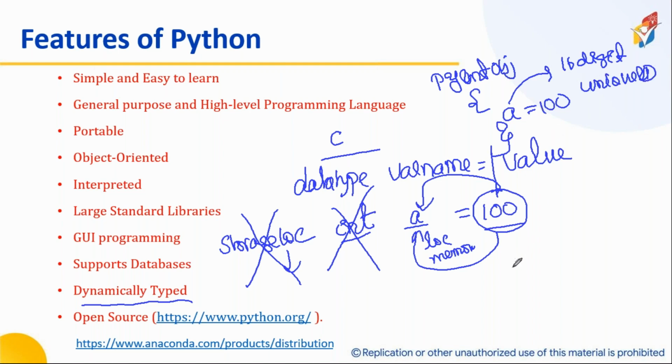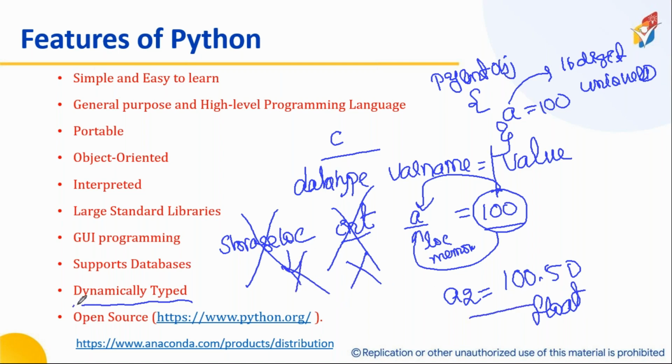Now, for example, if I want to store real numbers like 1000.50, a2 is equal to 1000.50, that is called float. Without specifying the data type and storage location, I can simply store it. That is why it is called a dynamically typed language. Clear? Any questions on this point?